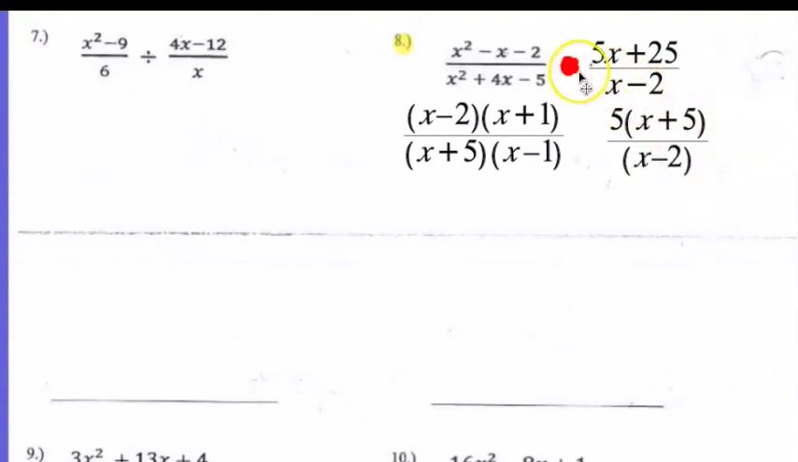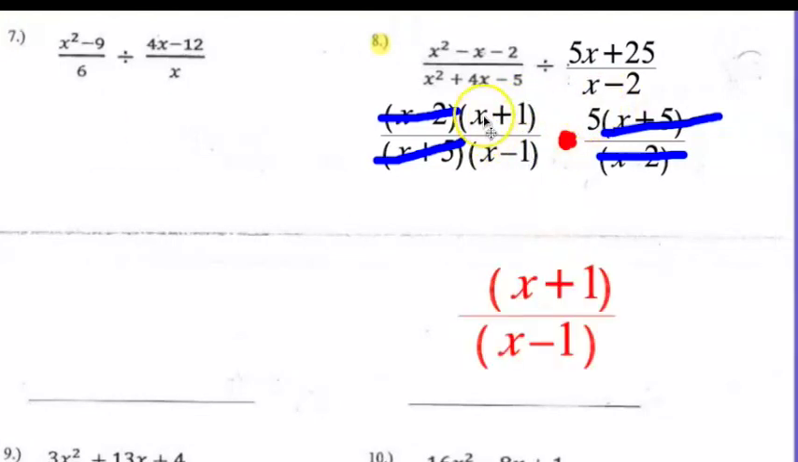Now, do you see anything we can eliminate? Yes, that's right. We have an x plus 5 and an x plus 5, an x minus 2 and an x minus 2. Can these two eliminate? No, they're not exactly the same. So we're going to bring them with the 5 down here. So I have the x plus 1 and the x minus 1. And then I also have the 5 here. I don't think it cancels anywhere else.